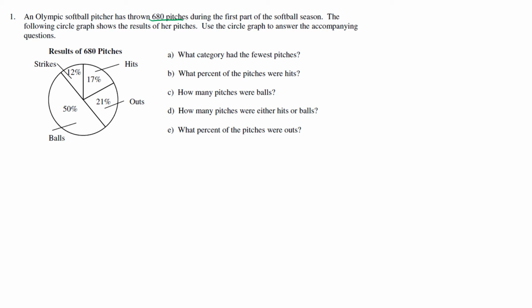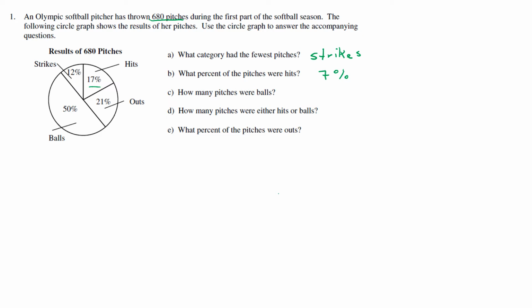Alright, so what category has the fewest pitches? Well, if we're looking at percentages here, so this is out of 100%. So of the 100%, it looks like 12% were strikes, and that's the fewest pitches. So she pitched strikes the fewest. Alright, and then what percent of the pitches were hits? Well, that's our 17% here. So again, this is just practice with reading a circle graph, making sure we understand how to interpret it.